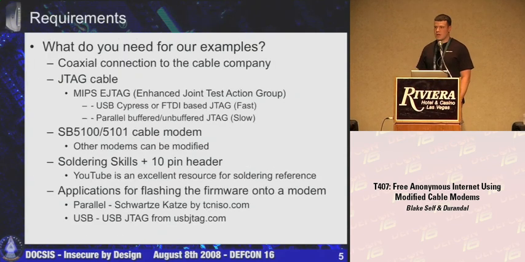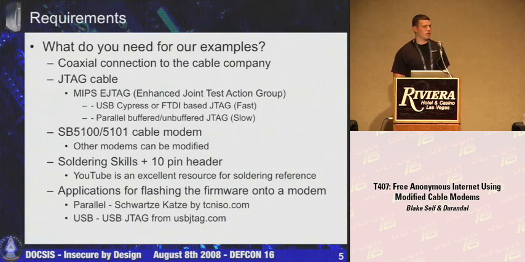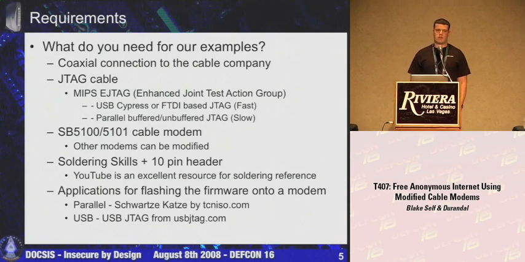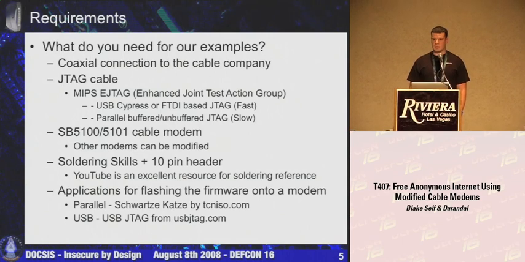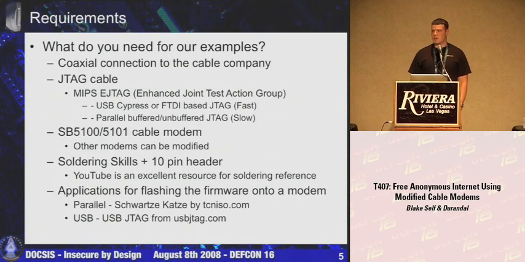So requirements, what do you need? Well, obviously, you're wanting to get internet access through a cable modem ISP, so you've got to have a coax connection to the company. You need a JTAG cable for our example, since we're actually going to be changing the firmware on the modems. You can use either a USB or a parallel JTAG. Now, I wouldn't recommend the parallel because it's really, really slow.